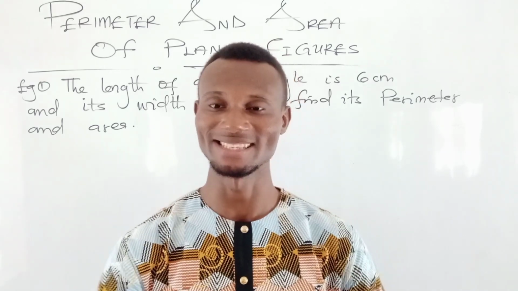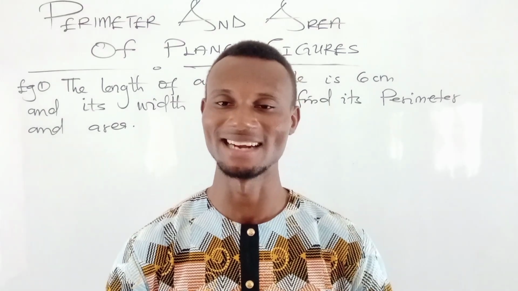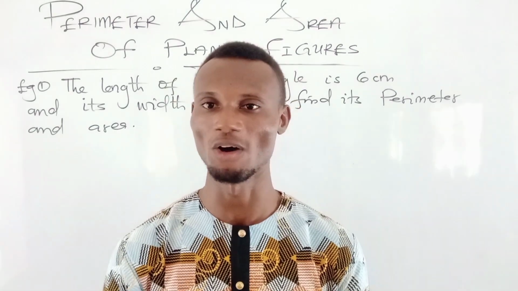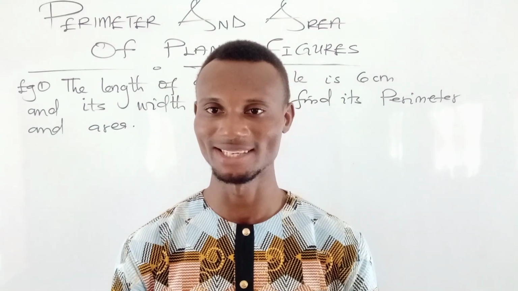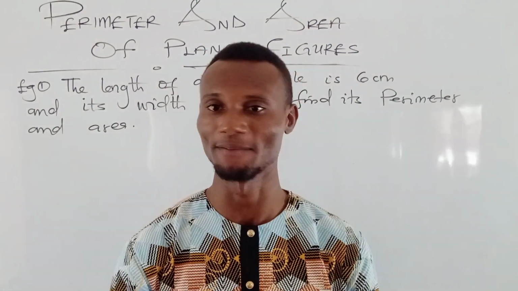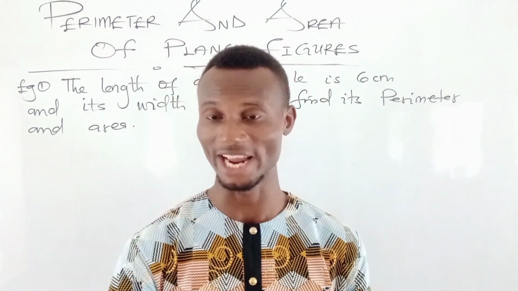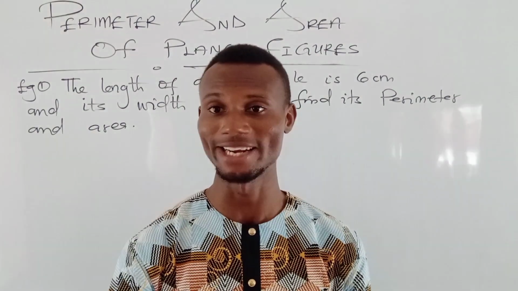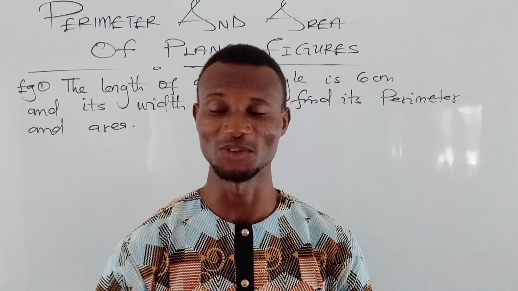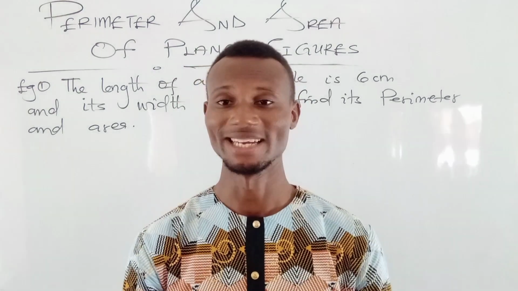So this is a continuation to solve an example with you, so that you get a better understanding of what we've been learning on the perimeter and area of plane figures, particularly the rectangle, because we have different plane figures. So we started with the rectangle as a plane figure, where we explained the perimeter and also the area. We proved the formula for finding the perimeter and the area of a rectangle in the first video. So we are using the knowledge in the first video to solve questions. So this is example 1.